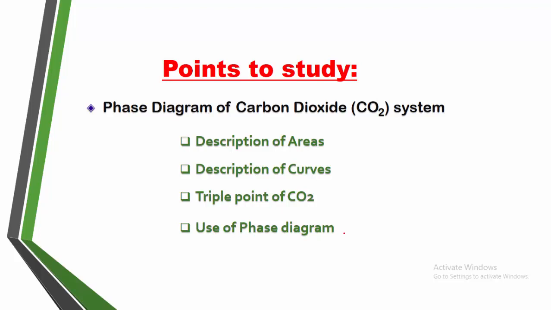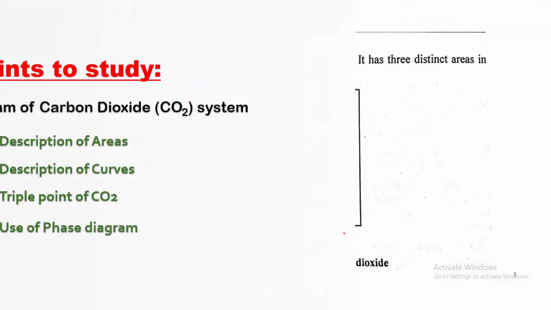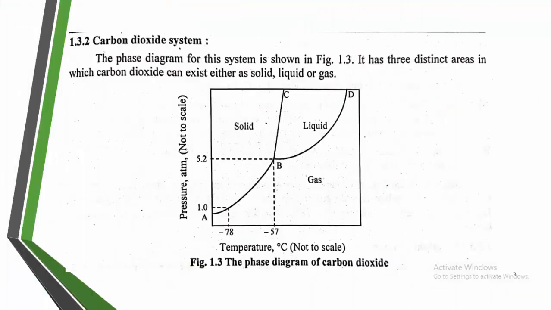This is exactly similar to what we saw in the phase diagram of water. Likewise, the same explanation we are going to see in this phase diagram also: description of areas, description of curves, triple point of CO2, and uses of the phase diagram. Here we can see the phase diagram of the carbon dioxide system. It looks a little bit similar to that of the water system.